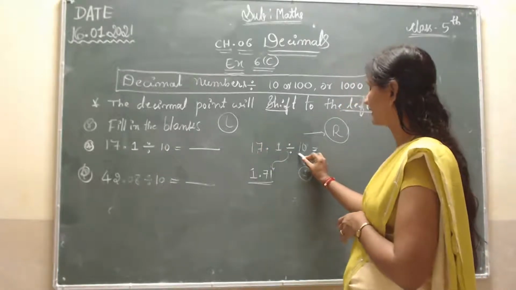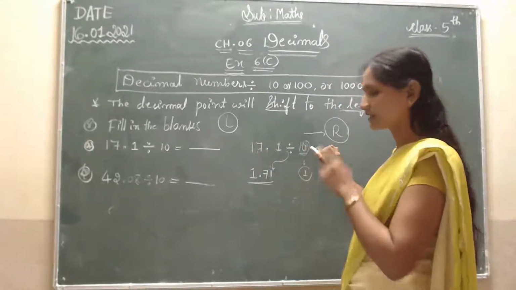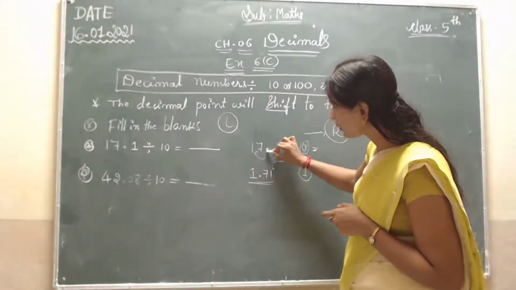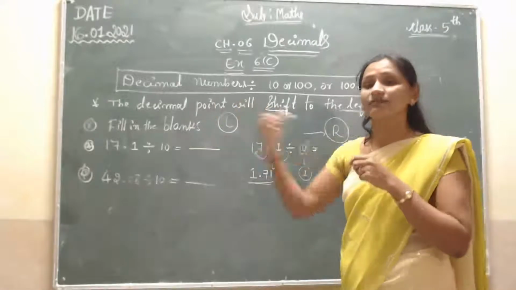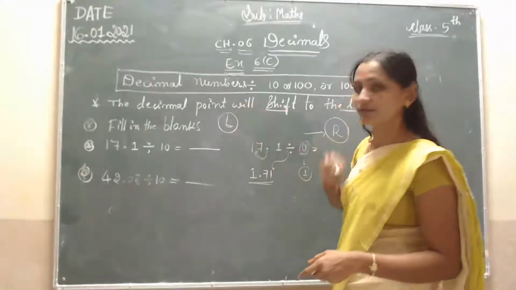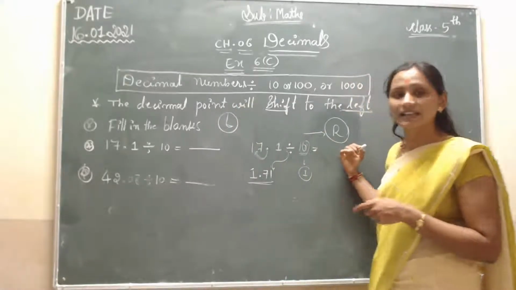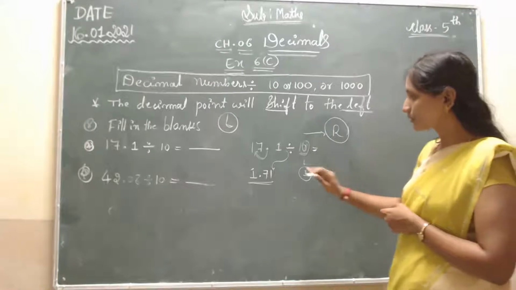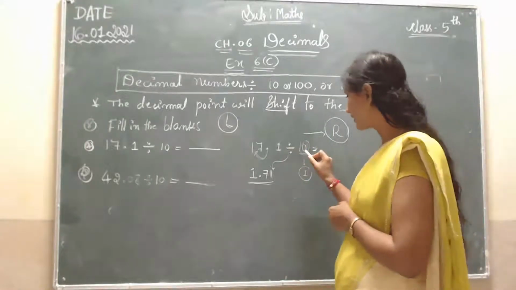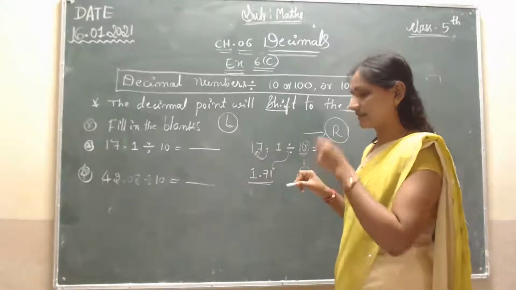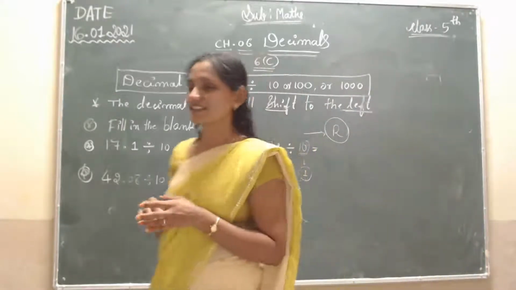17.1 divided by 10. 10 means how many zeros, students? Here one zero, because we have to shift the point by one number, to the left side, not the right side. I already wrote this here. This is the left side, because the decimal point will be shifted to the left. So 17.1 divided by 10. What is the result here?